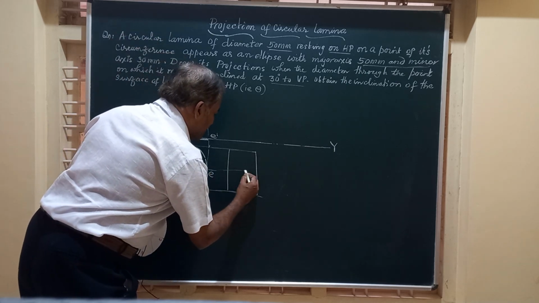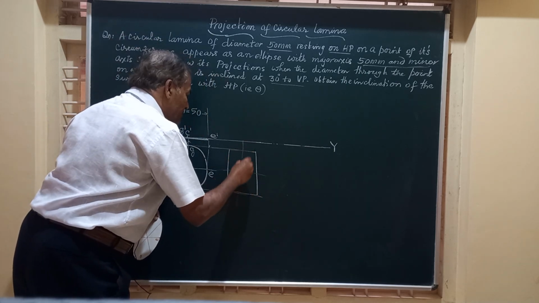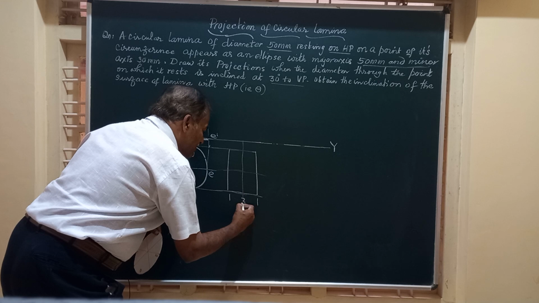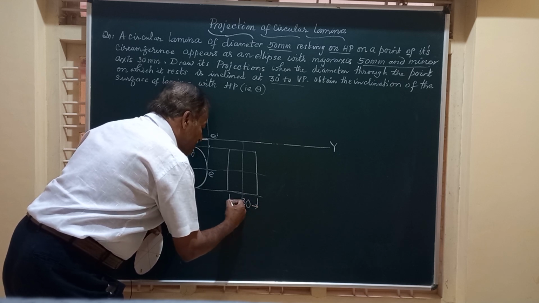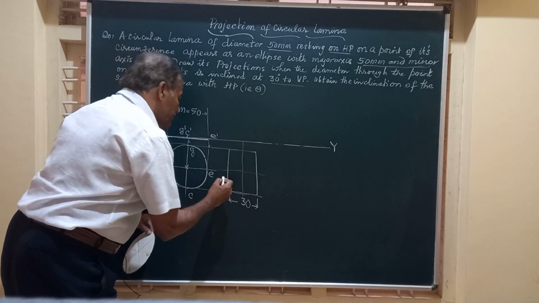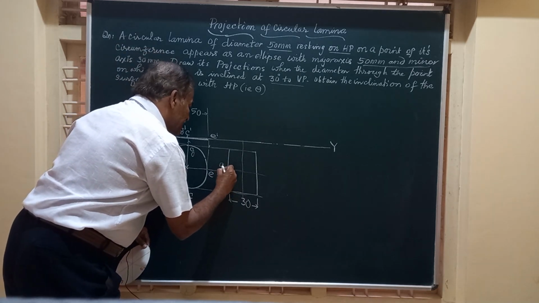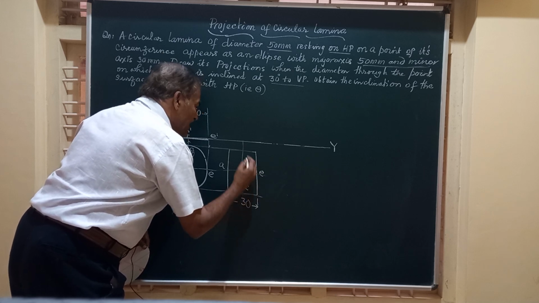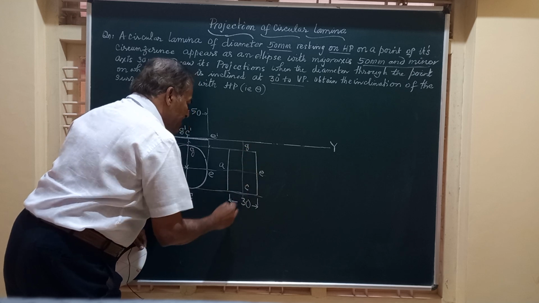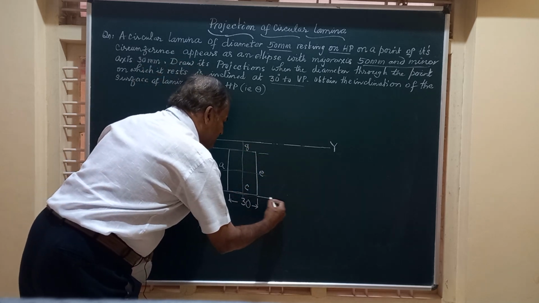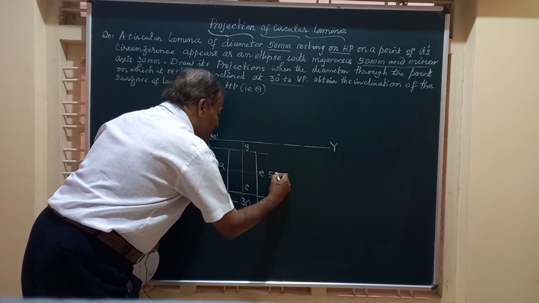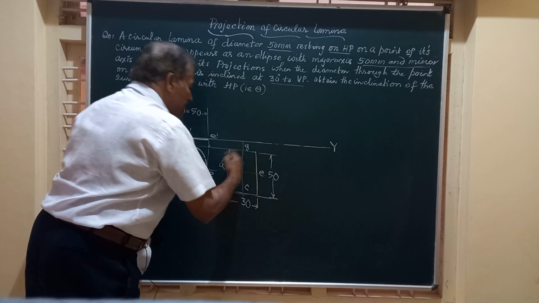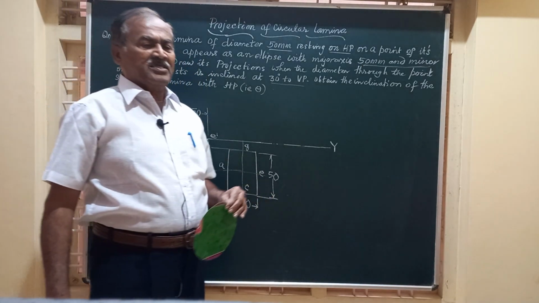So I will just project lines from here and a vertical line from here. So in this box having dimension 30 mm by 50 mm, I should be able to draw an ellipse. So this point is A, this is E, this is point C, and this is G. So I should have an ellipse here for the 50 by 30 rectangle. So I have to enclose or draw an ellipse in this.